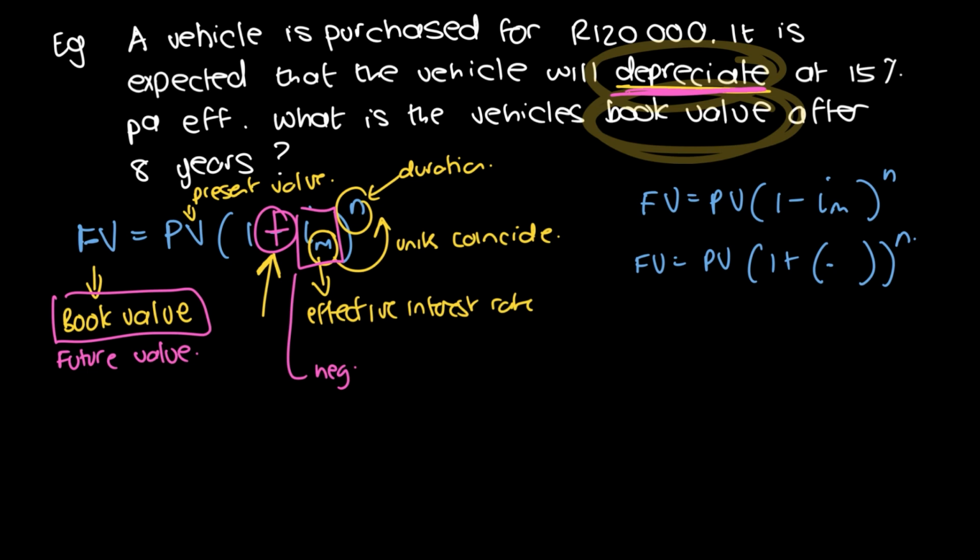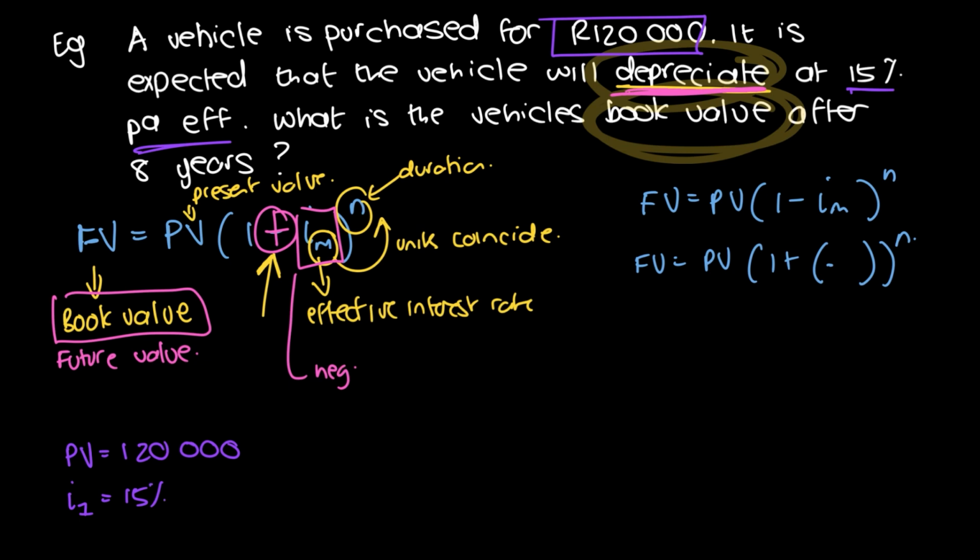Okay, so we have that formula and we've reminded ourselves of what the formula does. Let's go ahead and write down everything we need for the formula. So step 1, we have the vehicle is purchased for 120,000 Rand. So we have the present value is equal to 120,000. And it's going to depreciate at 15% per annum effective. Now, this interest rate is given to us as an effective interest rate, a per annum effective interest rate. So we have i(1), and we were given i(1) in percentage.